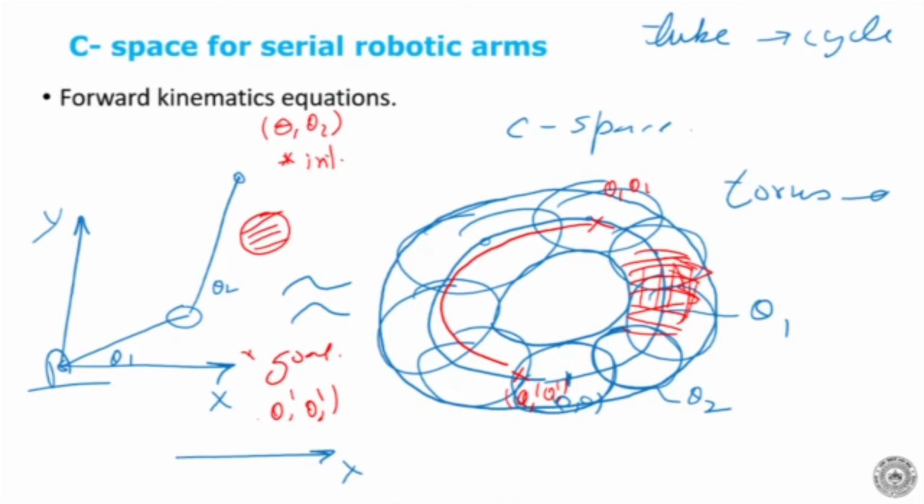Okay, and the C space of this serial arm is a torus. So the object is going to become like this now. Okay, so in the earlier case, it was very easy to say what was the shape of the object in the case of the mobile robot, because the C space and the Cartesian space, they looked alike, although they were different spaces. Okay, but here it's completely different.